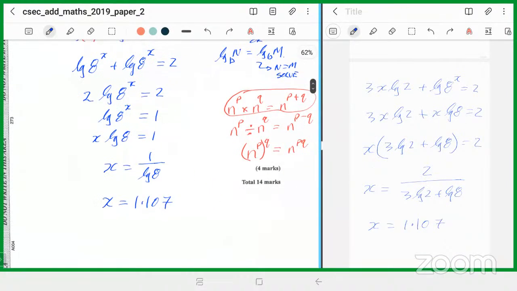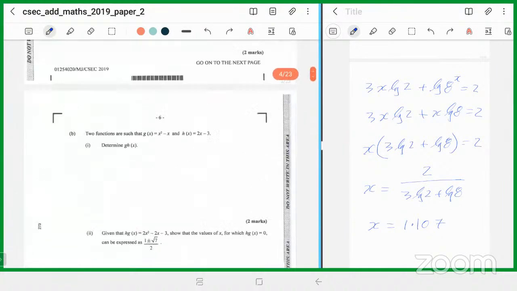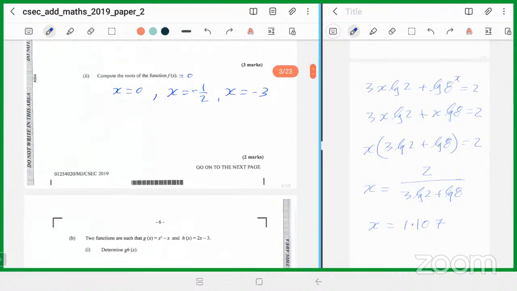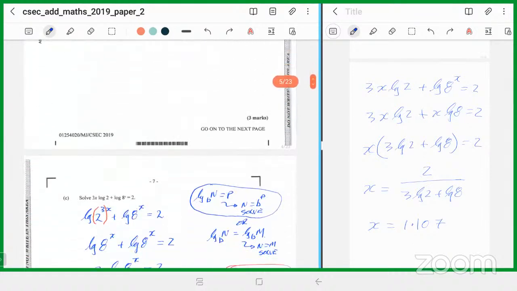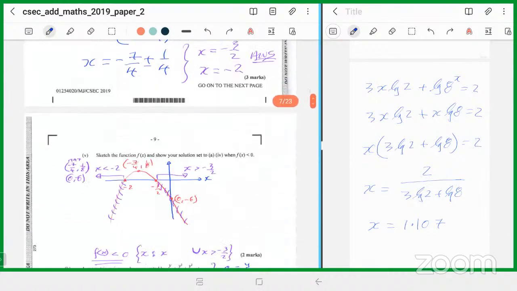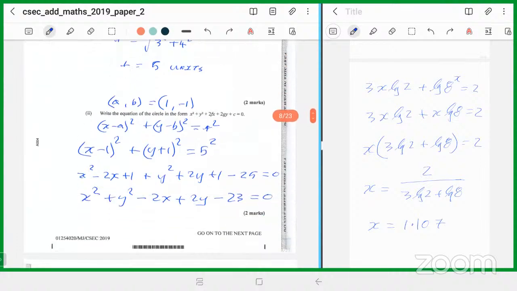All right, so that finishes 2019. Let's make sure there's no other one for us to do. Question 1 and question 2. We're doing surds, logs, and indices. All right, let's finish this.